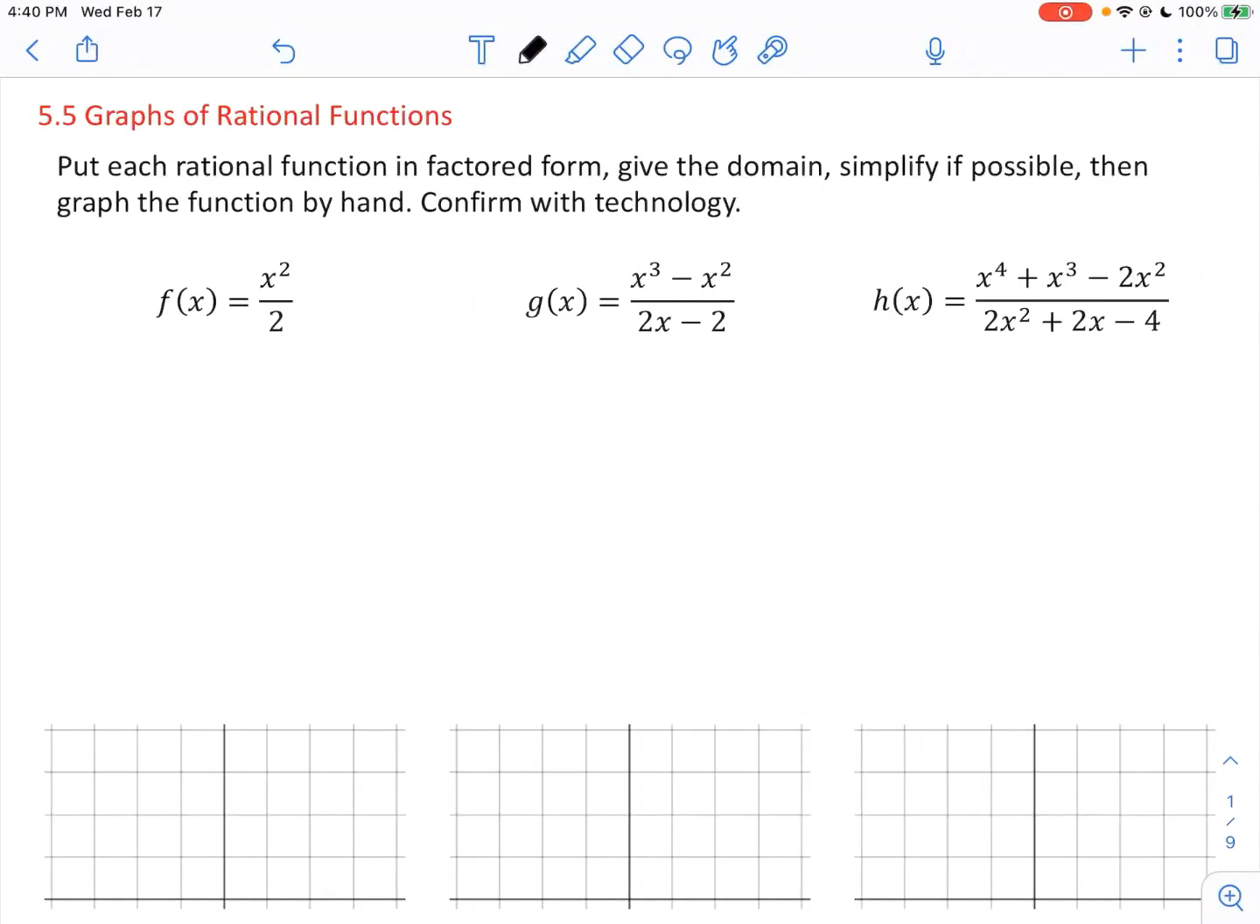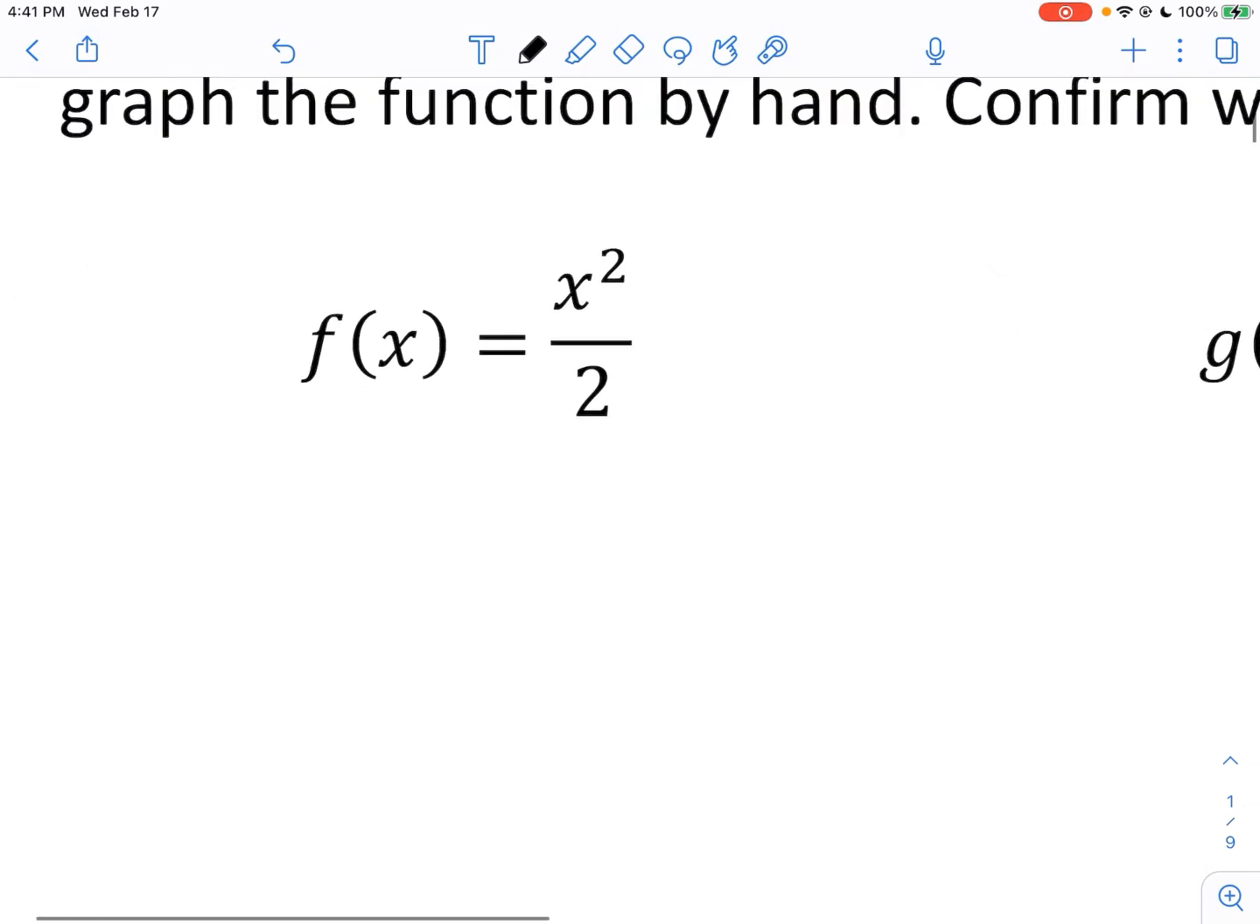Hello students. We continue our discussion on rational functions with a focus on graphing them. Put each rational function in factored form, give the domain, simplify if possible, then graph the function by hand. Confirm with technology. So this first one, f of x equals x squared over 2. This is already in factored form.